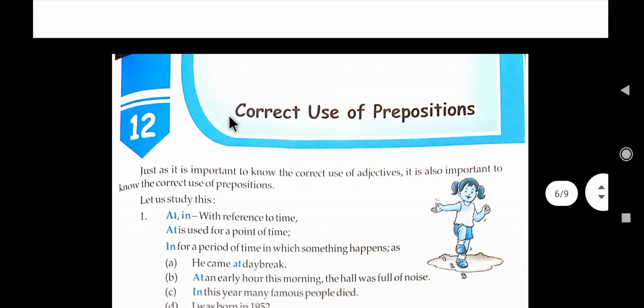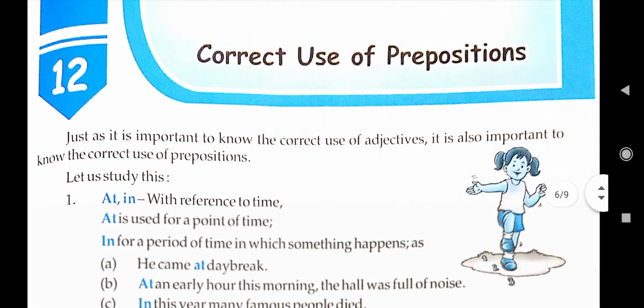So let's discuss a topic that you have in your grammar book. Chapter number 12, correct use of preposition. So before I discuss this topic with you, I will ask you a few questions. Do you know what prepositions are? Can you give me the names of a few prepositions? Do you know where to use those prepositions in a correct way? If you don't know, it's the right time to learn with me. Now move on to the topic.